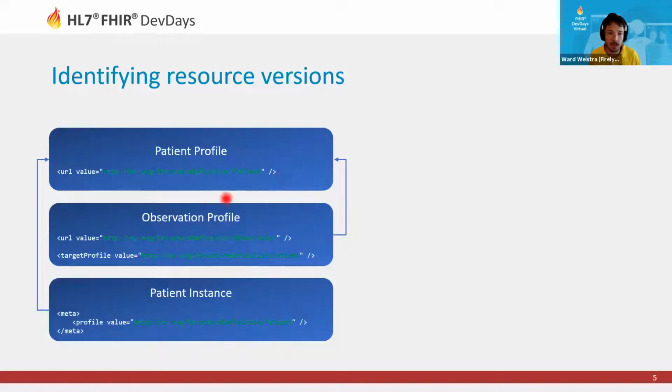And then you might have an observation profile, and the observation profile has its own canonical. So my organization / structure definition / observation. But it will also somewhere within that profile refer out to a patient, so the patient that this observation is about. And it will also do it with the canonical. So by using this unique canonical, this will refer back to this patient profile here.